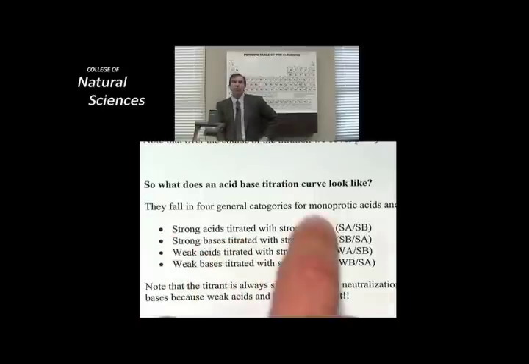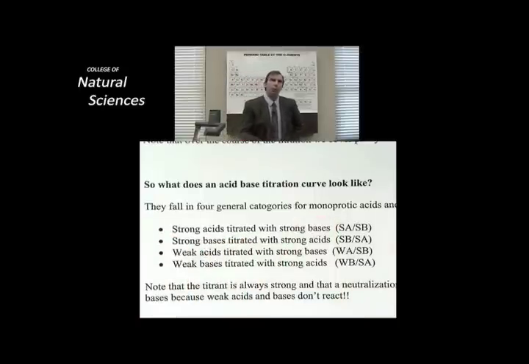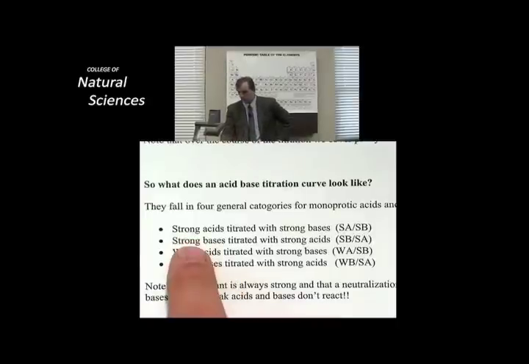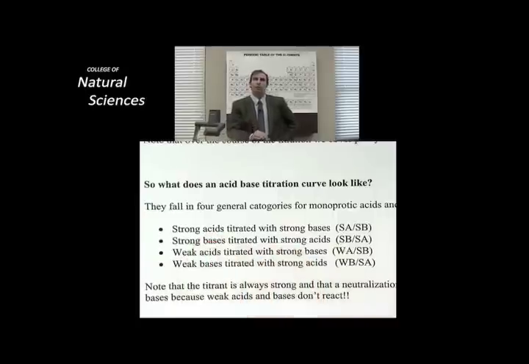The other thing to appreciate is that they always involve at least one of the acids or bases being strong. Sometimes there are 2 things that are strong, but there's always at least one that's strong. So that's a nice general rule of thumb. Titrations always involve an acid with a base, and they always have at least one of them be strong.